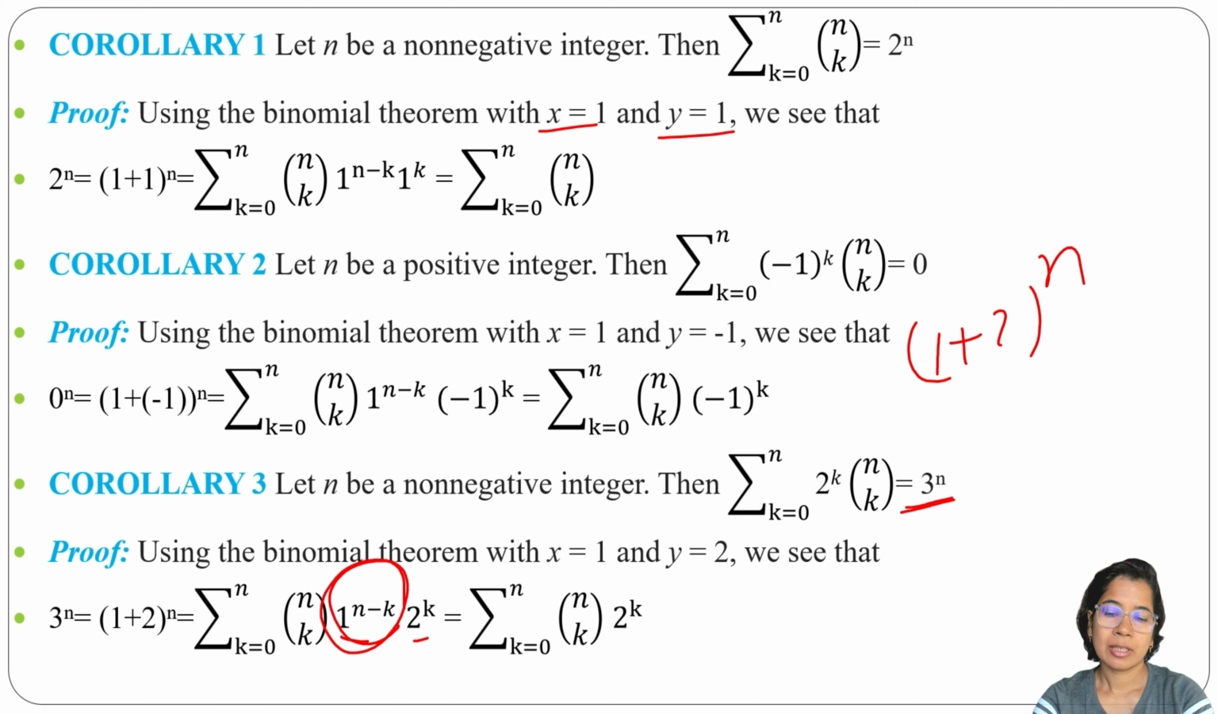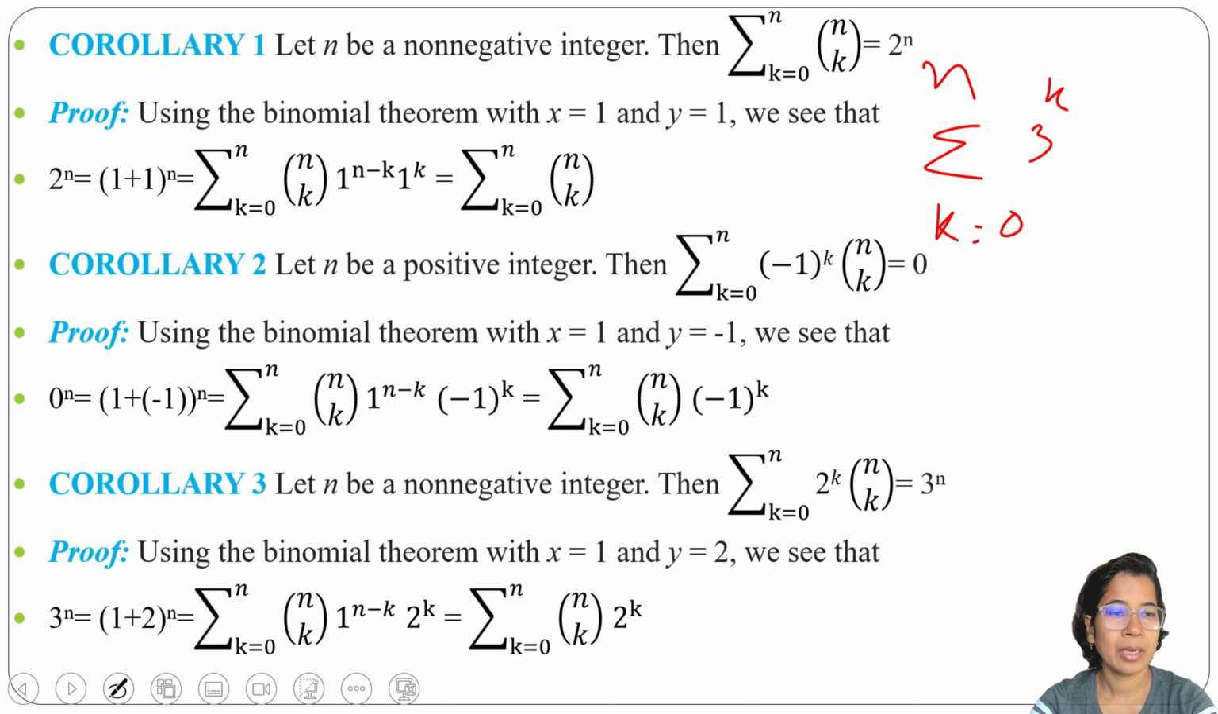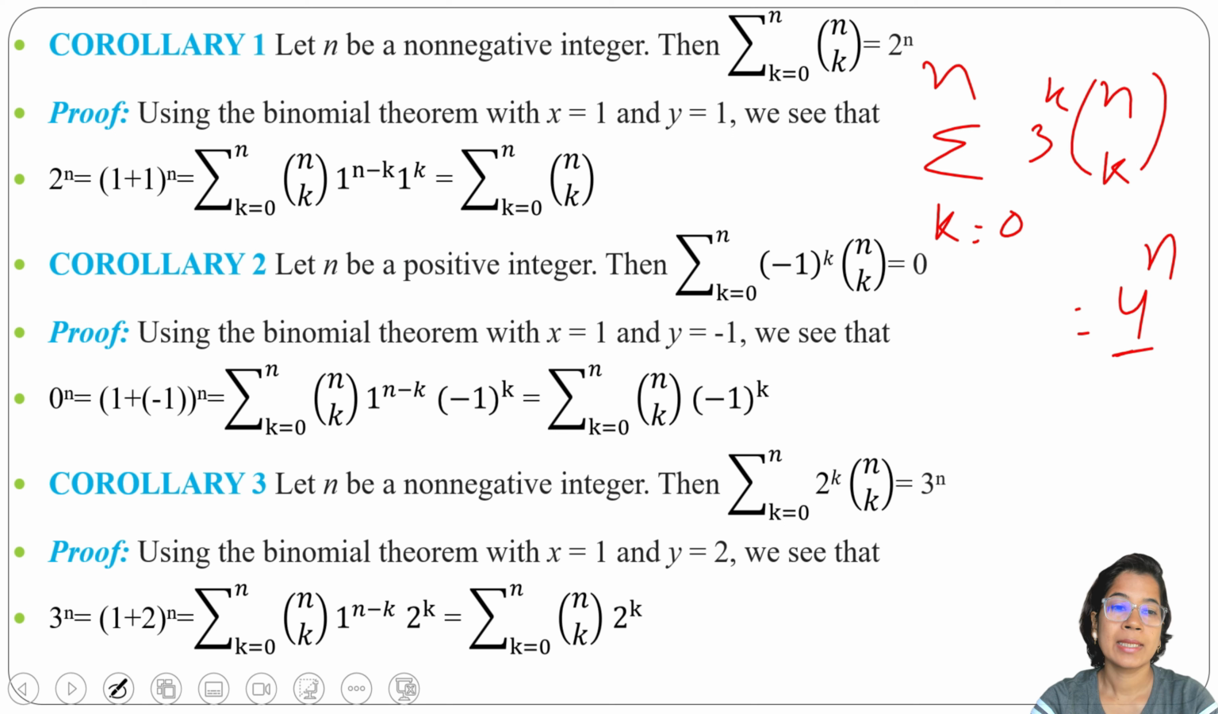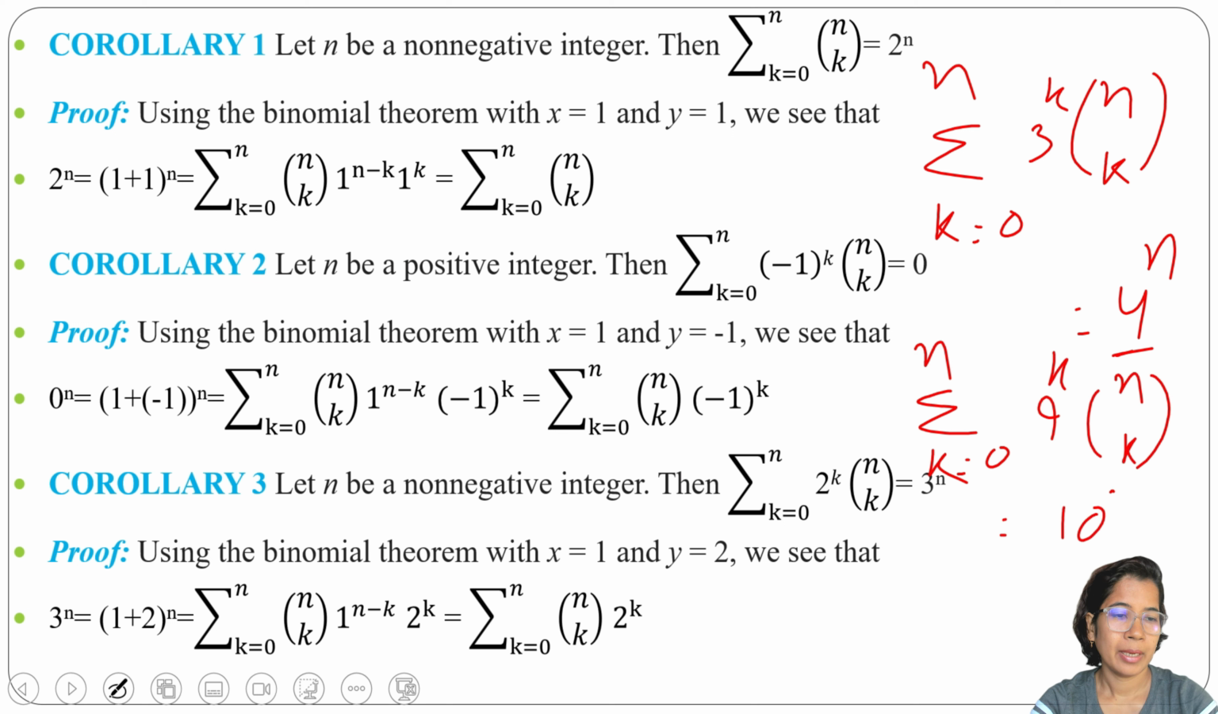This corollary is applicable for all numbers. Like the summation of k equals 0 to n of 3^k C(n, k) equals 4^n. This 4 you can consider as 3 plus 1. Even the summation of k equals 0 to n of 9^k C(n, k) equals 10^n, right? Whatever value you are taking, plus 1 will be there. If you are taking 2, here 3. If you are taking 3, here 4. If you are taking 9, here will be 10.